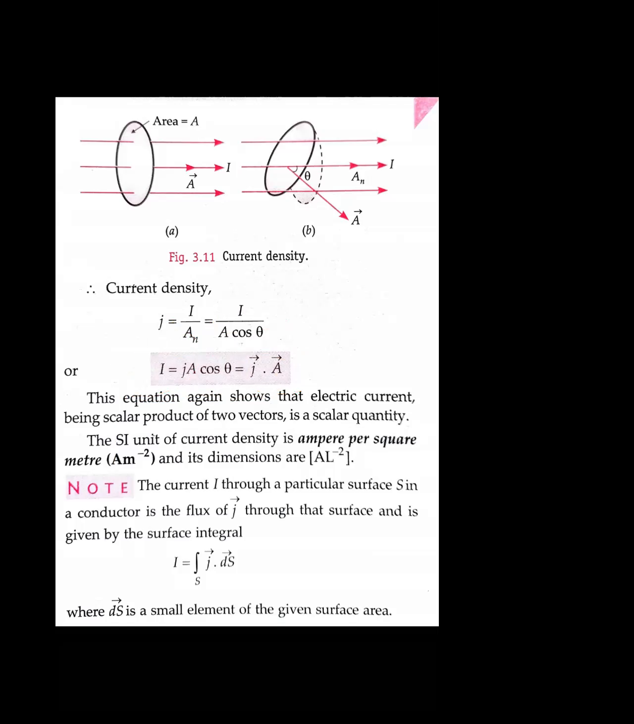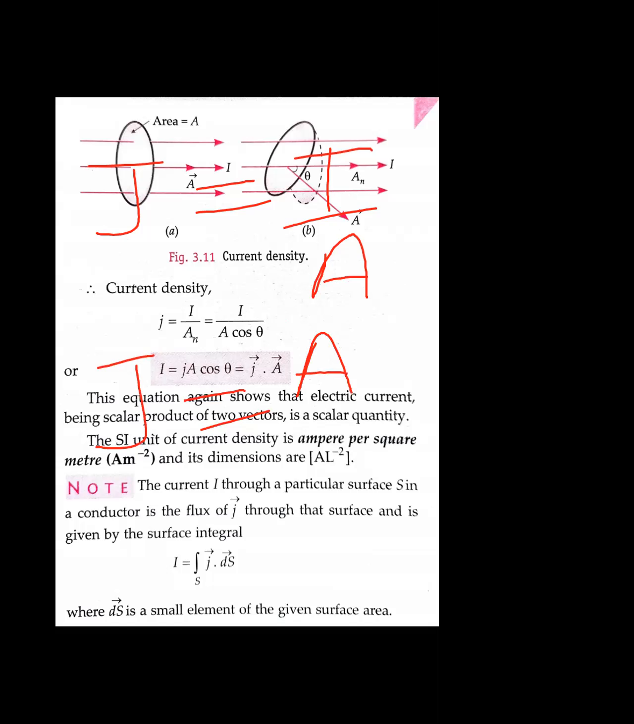Now let's talk about the unit of J. As we know, J equals I by A. We are aware of the unit of current, that is ampere, and the unit of area is meter square. So the SI unit of J is ampere per meter square, ampere m raised to minus 2. Right, children? This is the SI unit of current density J.